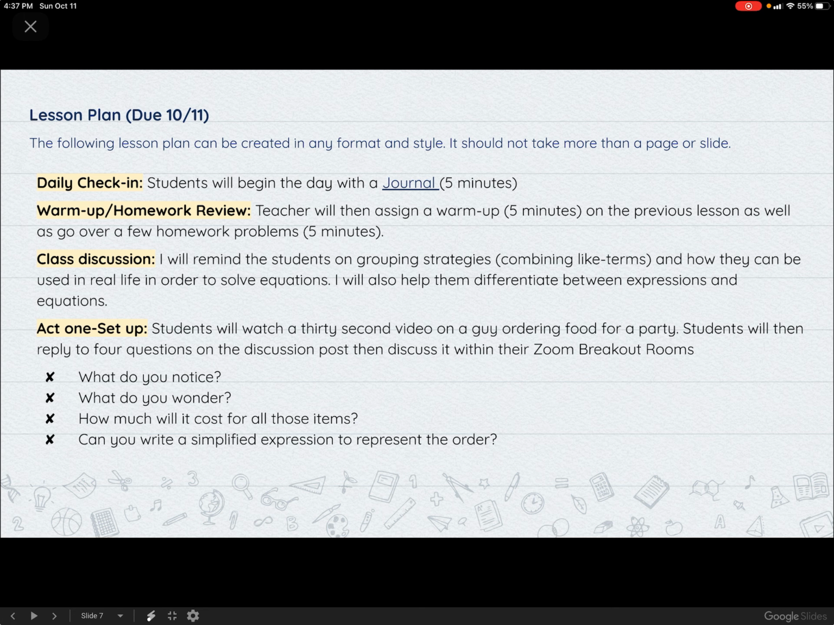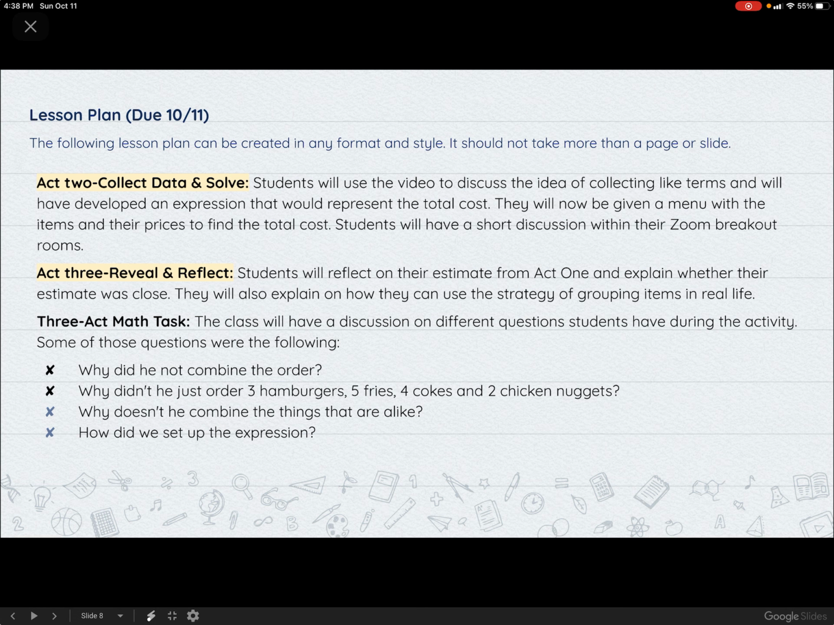So that is Act 1. Once again, students will have a discussion post titled Act 1, and then they're going to answer these questions. Once they go into their breakout rooms, they're going to discuss these 4 questions and agree or disagree, and then we're going to move on to Act 2, which is collect data and solve.